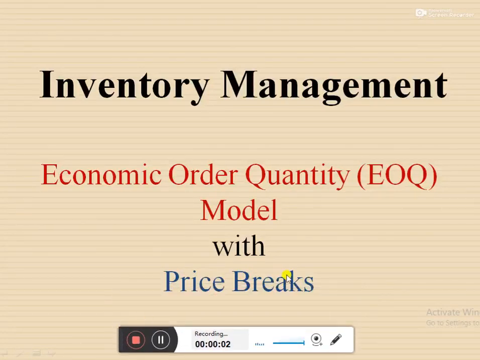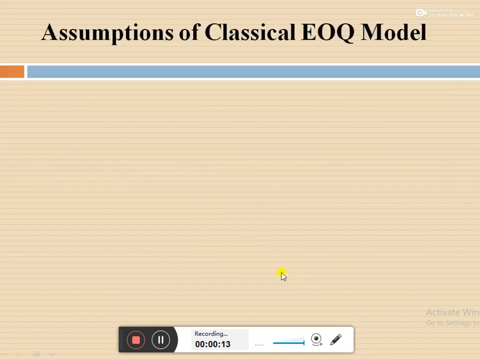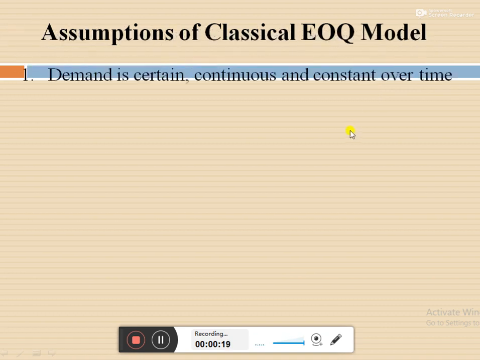Hello my dear students, in this video we are going to discuss the second model of inventory management, that is known as the economic order quantity model with price breaks. In previous videos we have discussed that there are certain assumptions of the classical economic order quantity model. These assumptions should be fulfilled to apply the classical economic order quantity model for the purpose of inventory management.